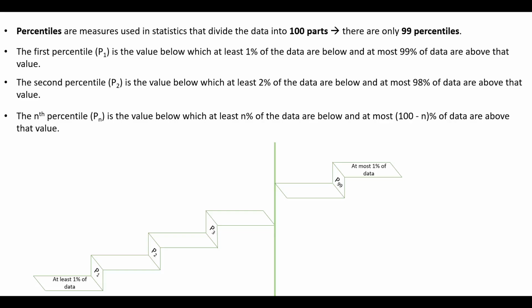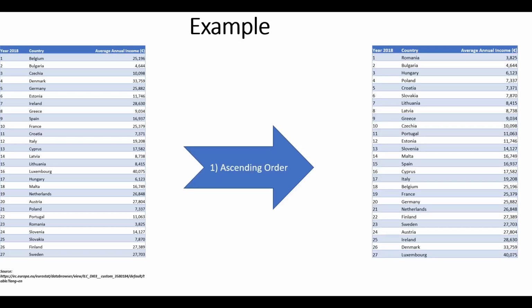In order to gain a better understanding of percentiles, we are going to discuss the following example. Here we have the 27 countries of the European Union, and in the table on the right, we have their average annual income in euros. The first step to determine the percentile is to sort these countries by their average annual income in ascending order. And that's what we did, as we can see in the table on the right here.